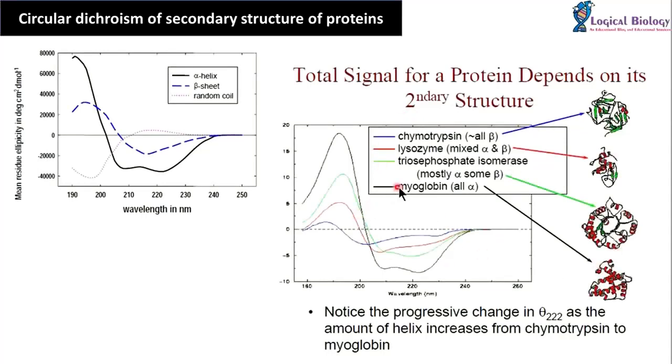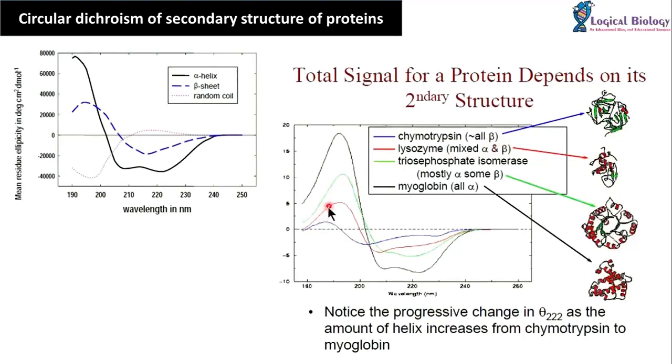So we have a blue line, that is chymotrypsin, and chymotrypsin is an enzyme which has nearly all beta sheets. So this is the structure here, but when we look at the CD for chymotrypsin, it is actually matching with what? Beta sheet. Then we have lysozyme, which contains mixed alpha and beta sheets. Lysozyme has alpha helix as well as beta sheet.